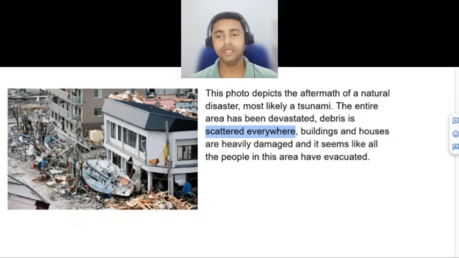And buildings and houses are heavily damaged. Here there is a building, and a house as well. All of them are heavily damaged, and it seems like all the people in this area have evacuated. When there is an emergency and people leave their places and go, the word that we use is evacuated. So this photo depicts the aftermath of a natural disaster, most likely a tsunami. The entire area has been devastated. Debris is scattered everywhere. Buildings and houses are heavily damaged, and it seems like all the people in this area have evacuated.